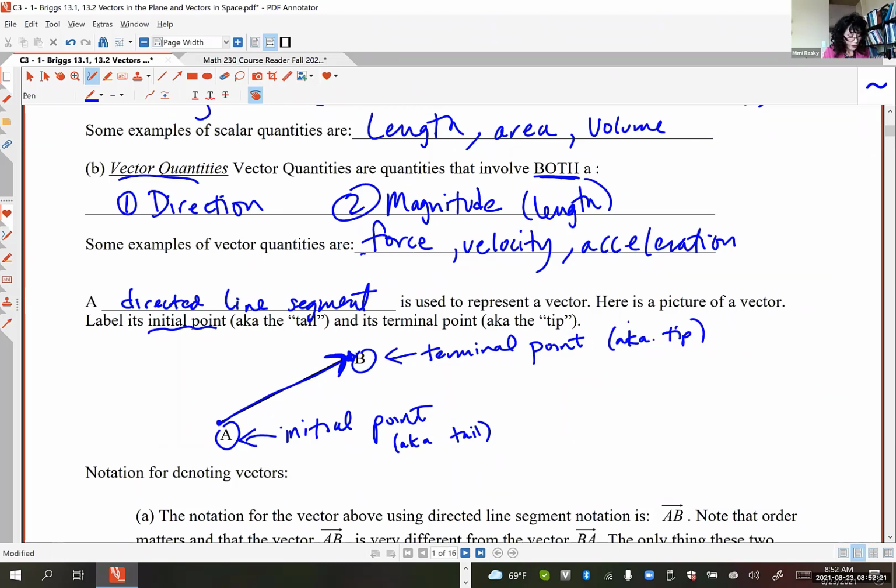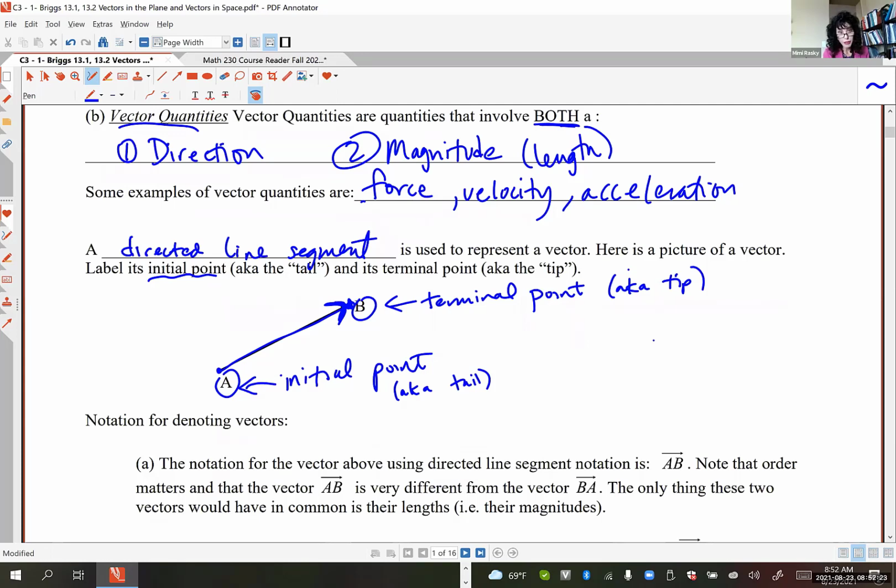Now, this vector that you're seeing here, this picture, does have a direction. It looks like it's pointing a little bit to the right and up. And magnitude is its length. We'll talk a little bit more about this in a moment, but I just want you to get that the magnitude would be how long that vector is, how many units, the length.